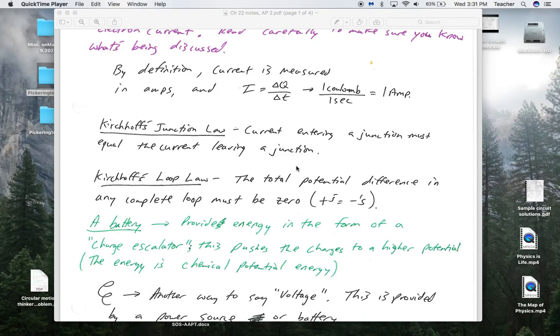Why? Because if you go around a circuit completely, you end up at the same spot. If you're at the exact same spot, you have to have the same amount of energy as you did the last time you were there. You can't be at the same spot under different conditions.